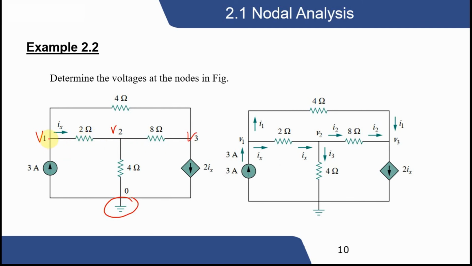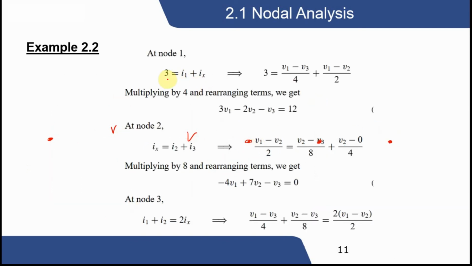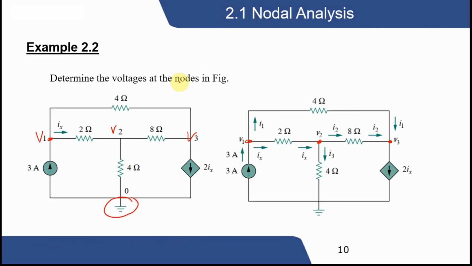So we have to calculate the currents, as we already have the directions here. This is the first node, this is the second node, this is the third node. At the first node, 3 ampere is entering, and I1 and Ix are leaving. So entering equals leaving, so we can say that 3 equals I1 plus Ix.